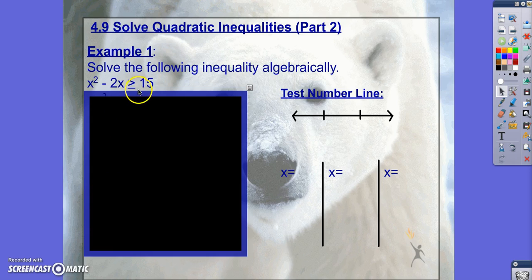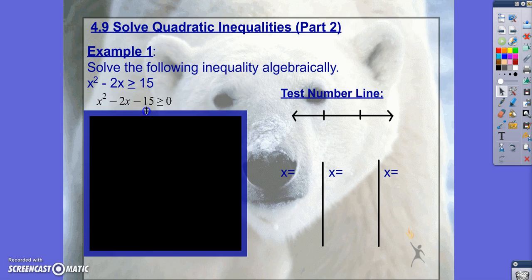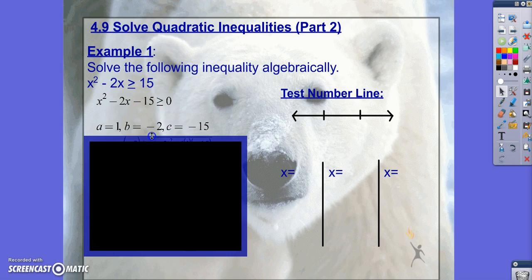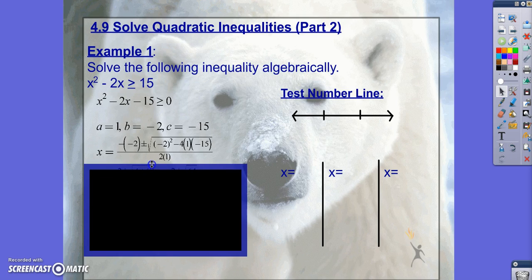So, before we can use the quadratic formula, I need to get everything over to the left-hand side. X squared minus 2x minus 15 greater than or equal to 0. Now I'm going to label what A, B, and C are. A is 1, B is negative 2, C is negative 15. Don't forget with the quadratic formula that you're not actually going to use any of the variables. And now you'll see I'm using the quadratic formula, plugging in all my values.